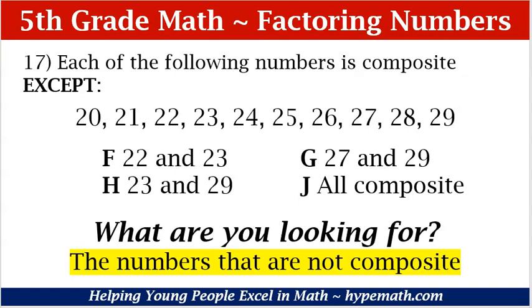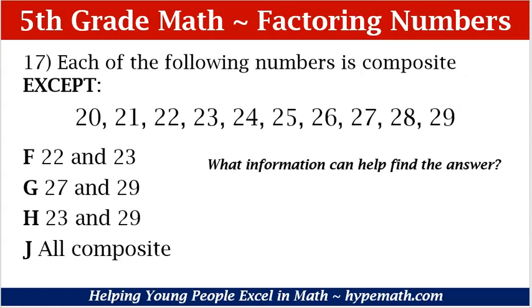So composite numbers are numbers that have more than two factors, but since we said except, we're actually looking for a prime number. And this can be tricky because you think, oh, I'm looking for a composite number, but the word except means no, what we're really looking for are prime numbers. Keep that in mind.